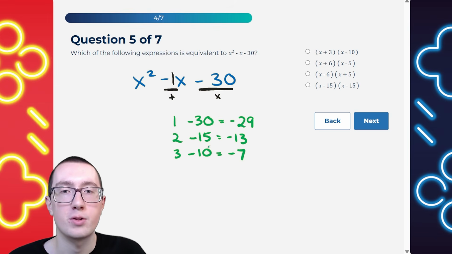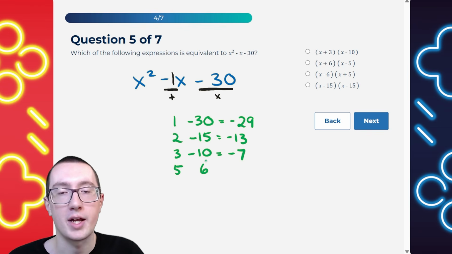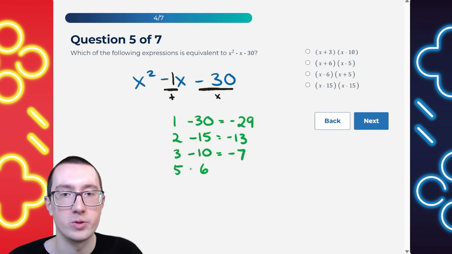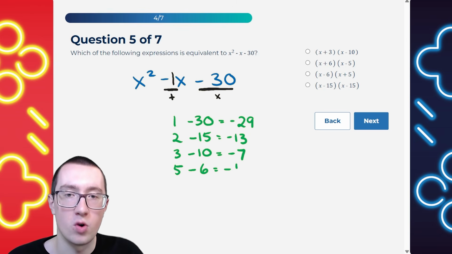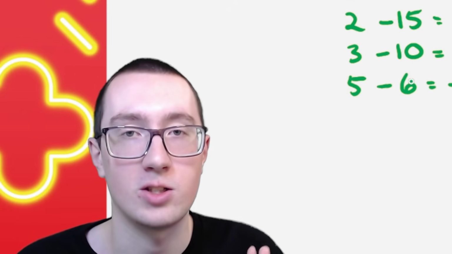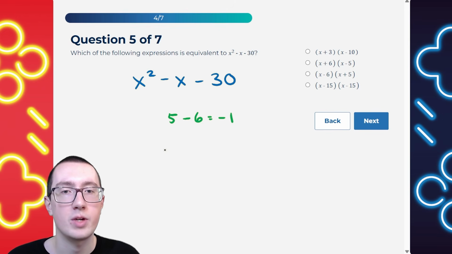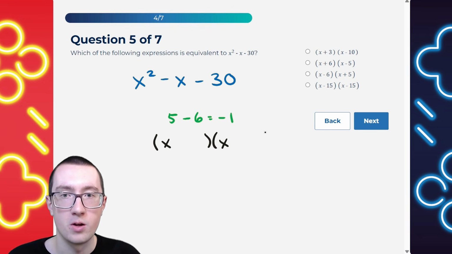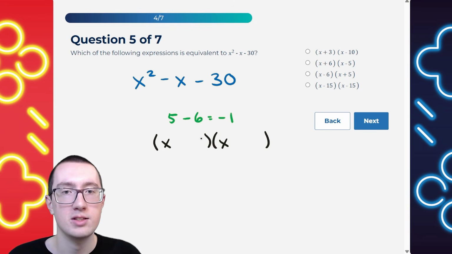We're closer, but still not -1. The only other factors of 30 are 5 and 6. 5 times 6 is 30. We have to put the negative sign on one of them, so we'll do it on the bigger number. And 5 minus 6 is -1. And -1 is the number that we're looking for, so 5 and -6 are our magic numbers. Now, the last thing we have to do with our magic numbers is put them in parentheses with x's. So we have two sets of parentheses with x's. One of them is going to have +5, and one of them is going to have -6.